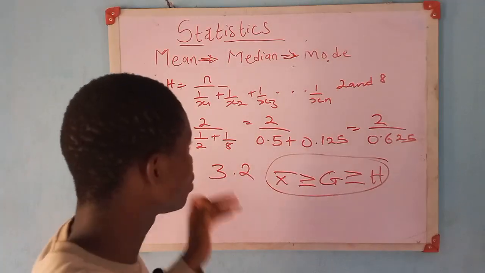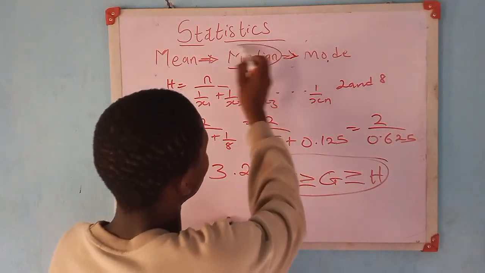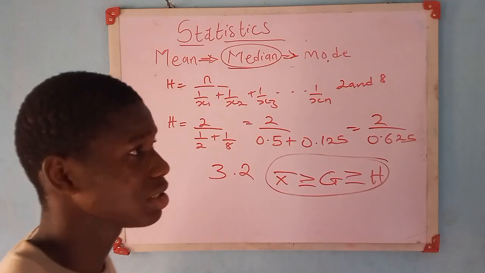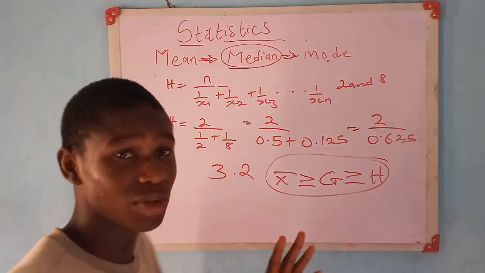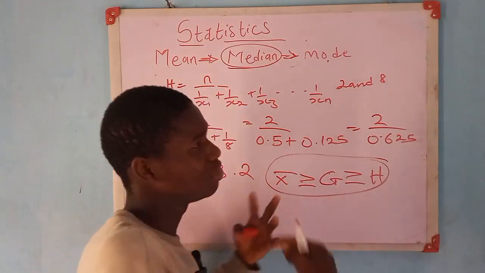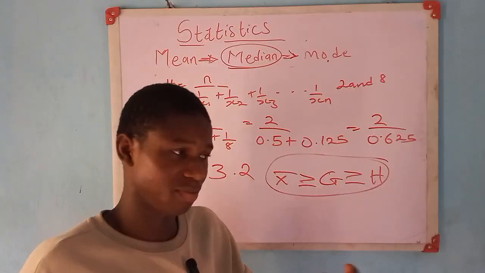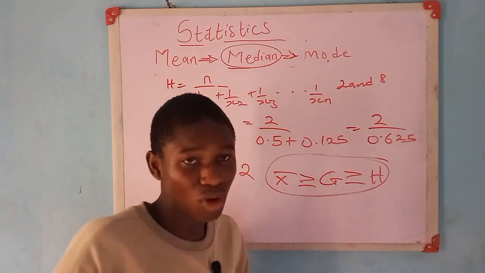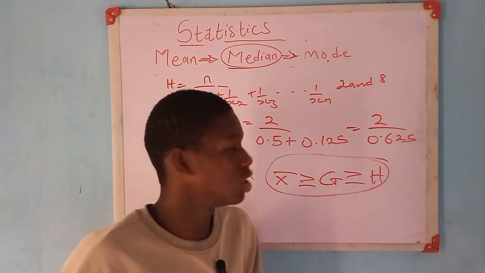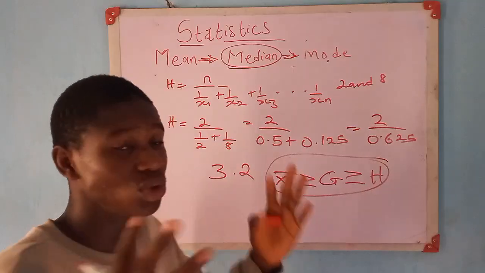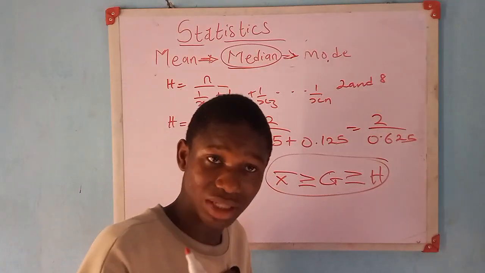So now we are going to the next one, which is our median. When we're talking about the middle number, the median simply means the middle number. But for you to get the middle number, you need to arrange them in ascending order, that's from the smallest to the biggest. If you don't arrange the values given to you, you're going to get the wrong median.